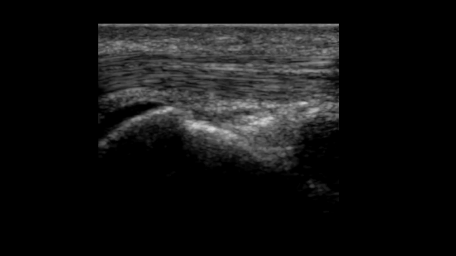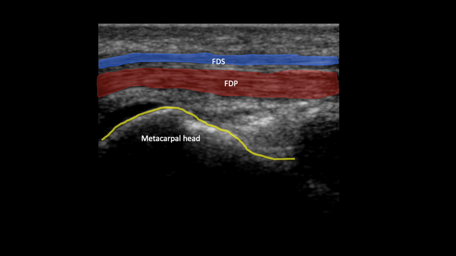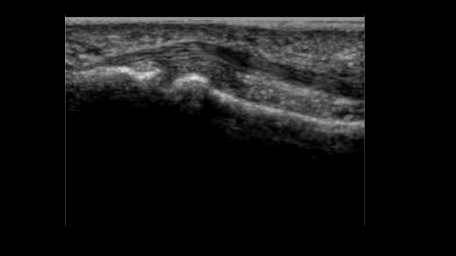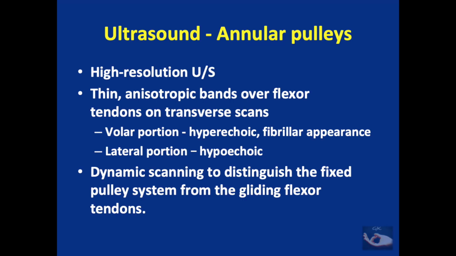This longitudinal scan shows the position of the FDS and FDP in relation to the metacarpal head. This ultrasound picture shows the position of the FDP and FDS where the slips of the FDS have divided. This picture shows the insertion of the FDP tendon and its relation to the volar plate of the DIP joint. Apart from visualizing the flexor tendons, the annular pulleys also can be analyzed, especially with the high resolution ultrasound.